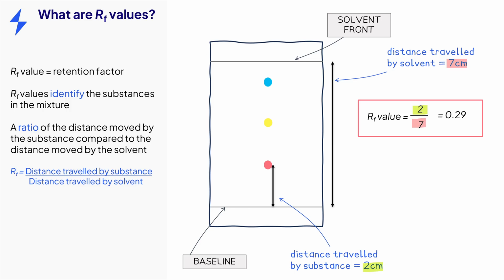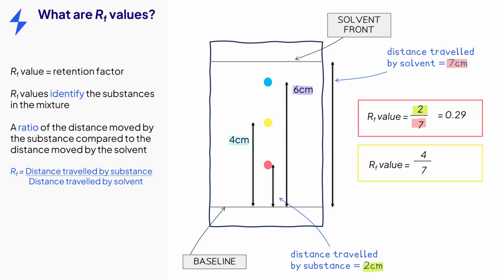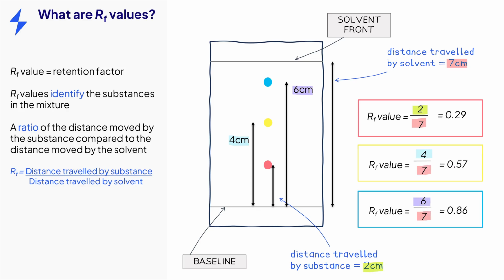We could also find the RF values for the yellow and blue dots by again finding the distance that each substance has moved, which is 4 centimetres for the yellow dot and 6 centimetres for the blue dot. Each of these values can be divided by the distance that the solvent has moved, which is 7 centimetres, which will give us an RF value for the yellow dot of 0.57 and an RF value for the blue dot of 0.86. RF values will not have any units because they are a ratio, and your answer should always be less than 1. It's also important that you learn the equation because it is not always given to you in an exam.